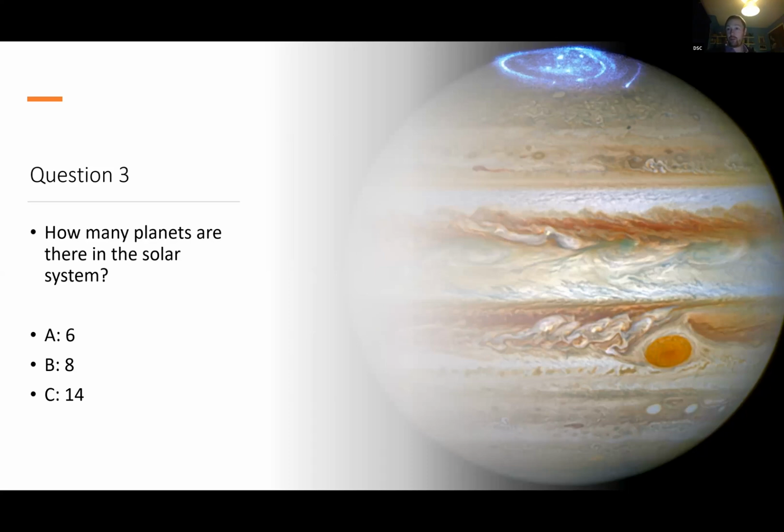The picture there is Jupiter, and up at the top, you'll see it's got a sort of blue halo. That is because Jupiter has northern lights as well. So if you go right to the far north of Earth, you sometimes see lights in the sky caused by stuff coming off the sun. Jupiter has those as well. So how many planets are there in the solar system? Is it 6, is it 8, or is it 14?